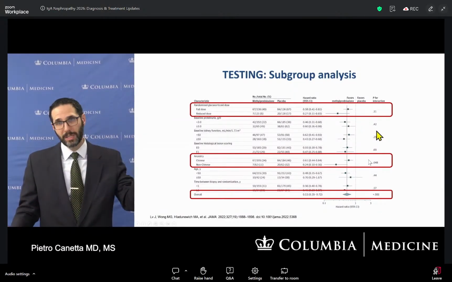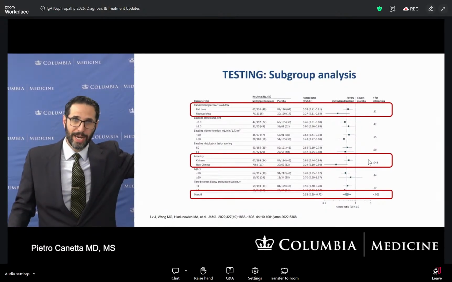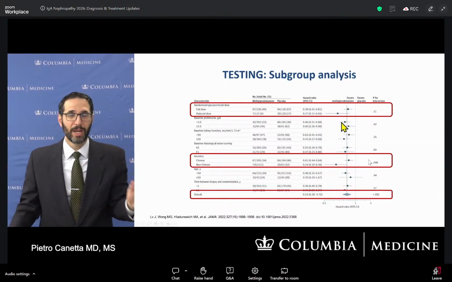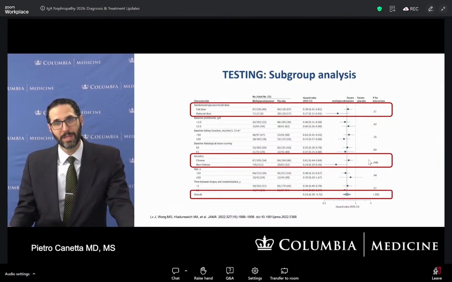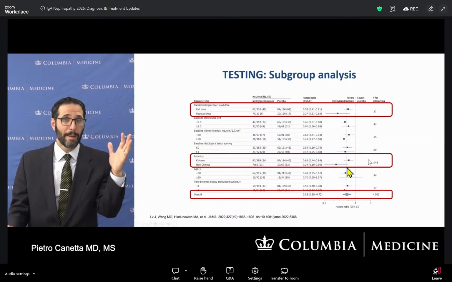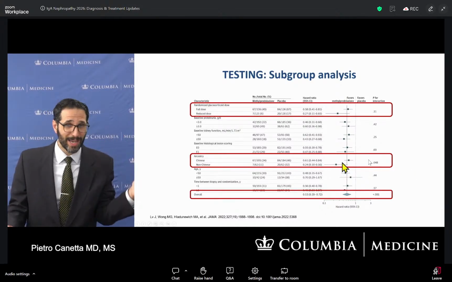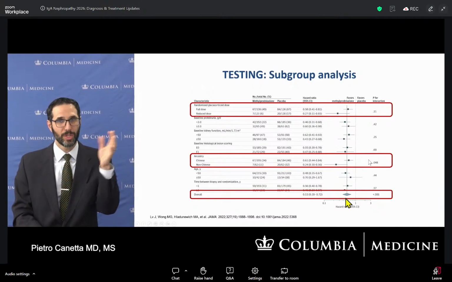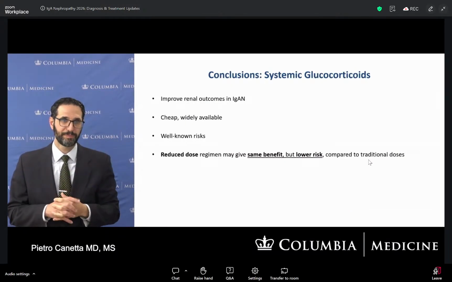There's often a claim you'll hear, well, steroids are for Chinese and Asian patients and they don't work in white patients. I think that that's really not a useful claim to make. And if you look at the subpopulation that was non-Chinese, if anything, they benefited more in this group. So really, I think the story of testing is the overall benefit, which is fairly consistent.